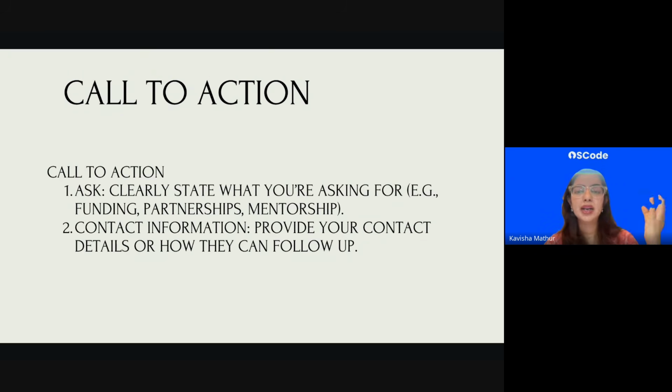You can bag a funding from some judge who is coming over there, the mentorship, the partnership, right? So make sure that you have a clear call to action so that you are able to make use of this opportunity, irrespective of how it goes for you.